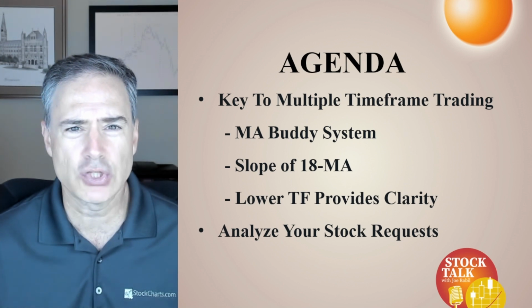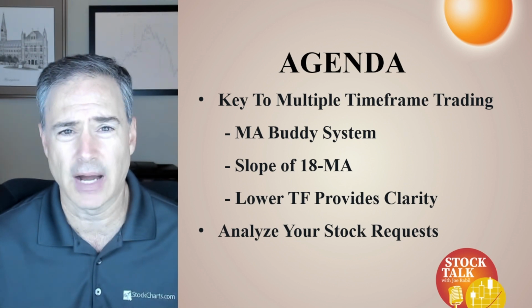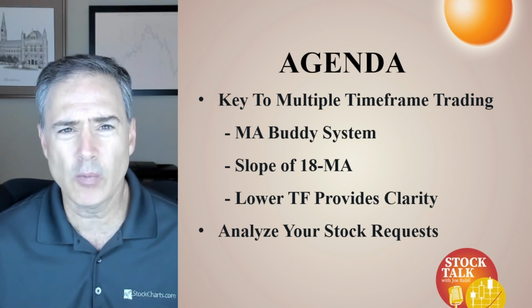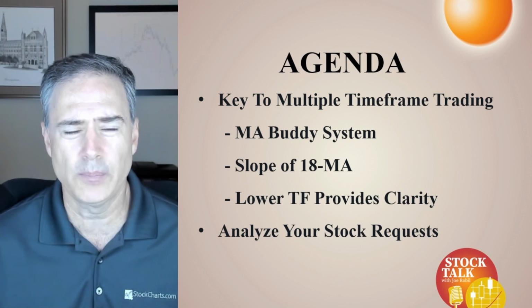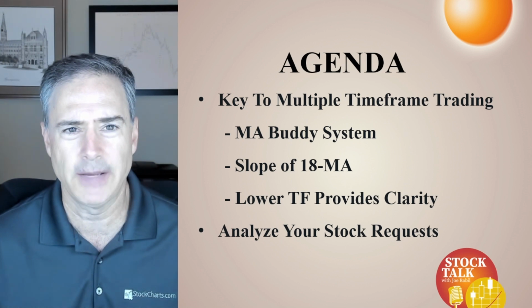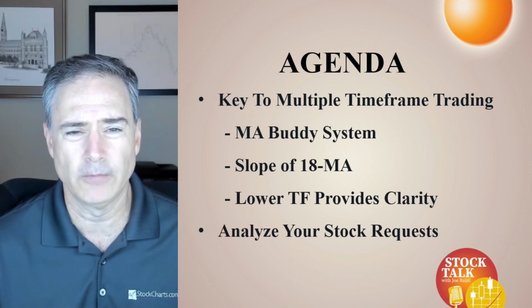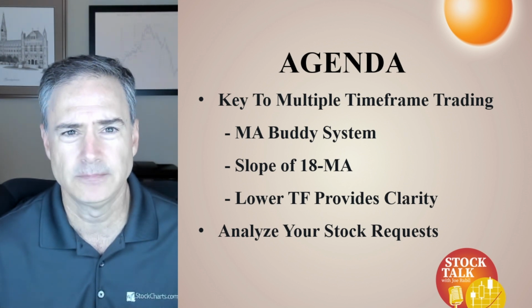And so we're going to start out and talk about how the MAs can be used as a buddy system and how I use them that way. And then what we want to do is focus in on the slope of the 18 MA. That is the key to multiple time frame trading, at least for me. And then we're also going to touch on the lower time frame and how that can help us prevent from jumping in too early or being a little too antsy when we get a pullback on the higher time frame. Then when we're done with that, we'll go through the individual requests that came through. Let's go ahead and get into this lesson now.